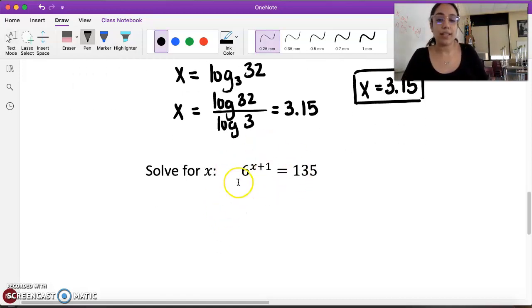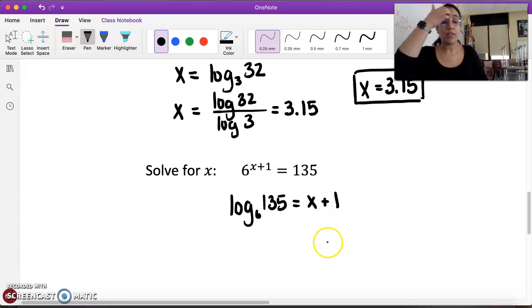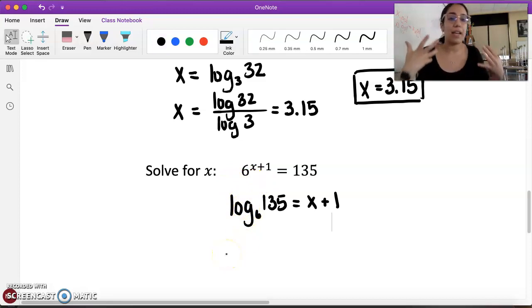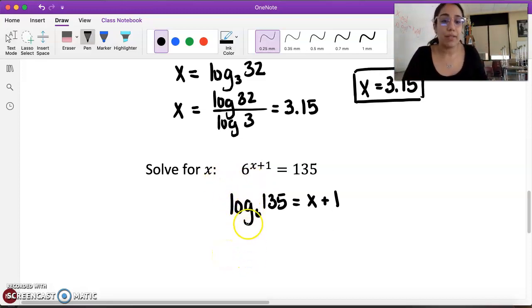All right, and let's try this last one. Same exact thing, the variable's in your exponent, so you're going to change it to logarithmic form, and so it's going to be log base 6 of 135 is equal to x plus 1. And now you still need to solve for x, but I would do this first. It doesn't matter. It literally doesn't matter. You could bring the minus 1 over first, or you can do the change of base formula first. It does not make a difference. I'm going to do the change of base formula first.